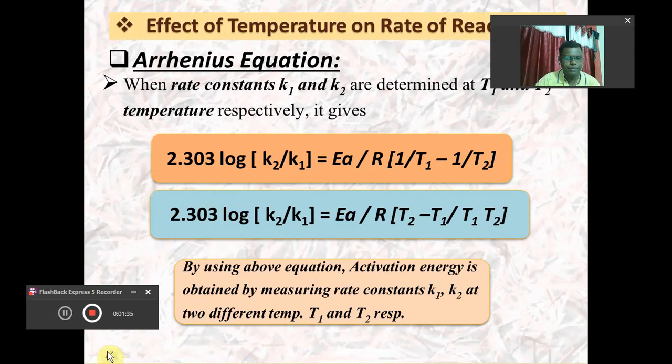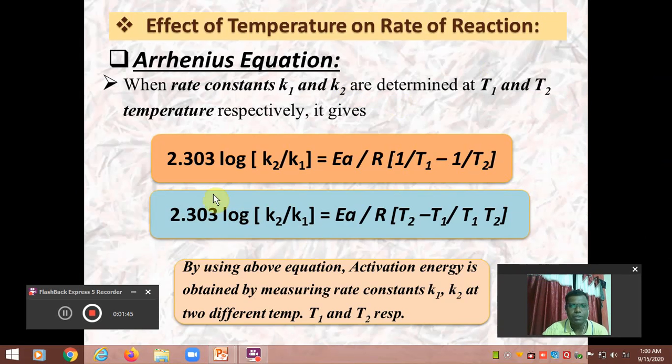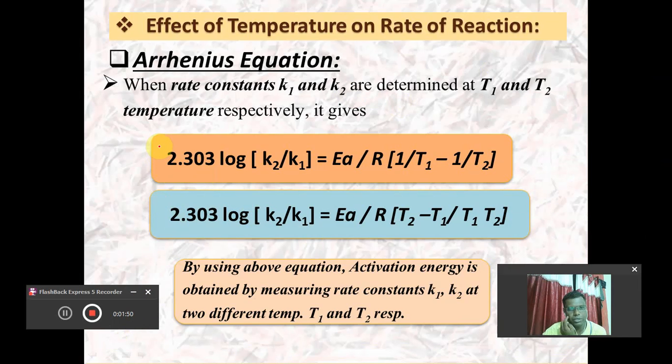Dear friends, if you remember the last lecture, this is the Arrhenius equation. Particularly, this is the Arrhenius equation in the integrated form at two different temperatures T1 and T2. If the rate constants at two different temperatures T1 and T2 are known, then this equation can be used to determine the energy of activation.